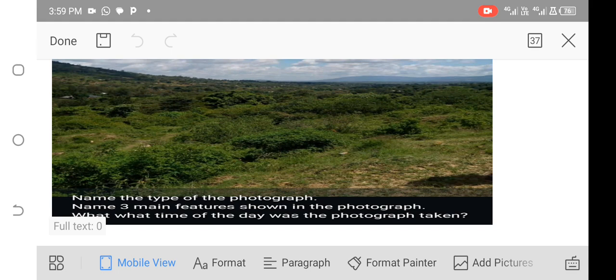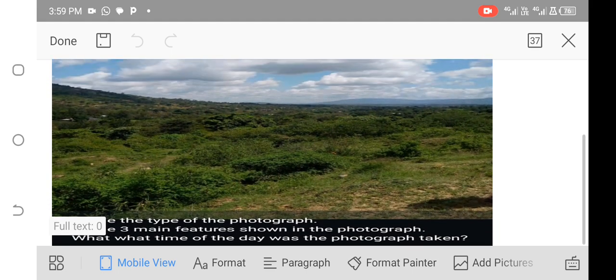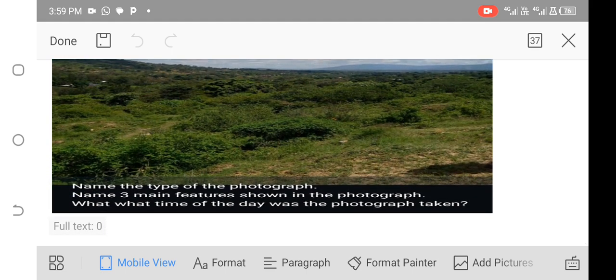So oblique are those which have been taken from an angle. This one has not been taken from an angle, so it's not a ground oblique. It's not a close up because there is no specific feature that has been cast. So the answer is a ground general view.